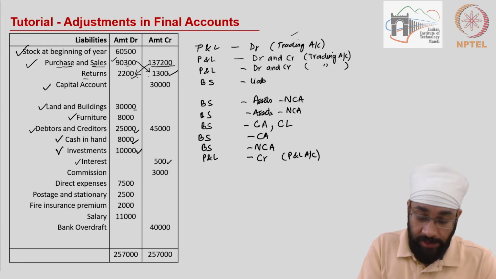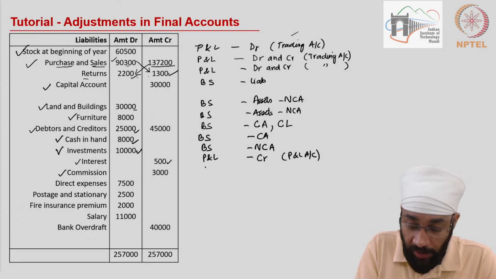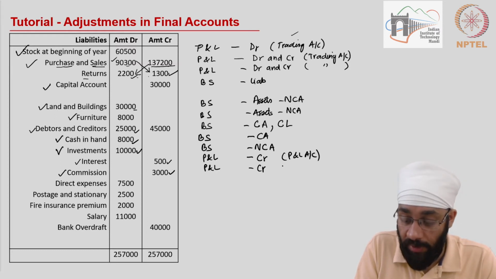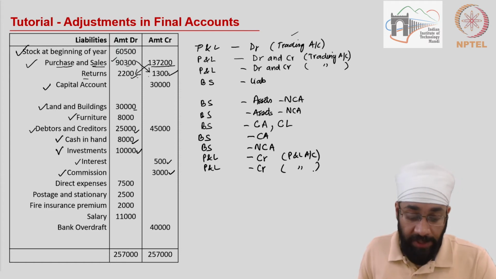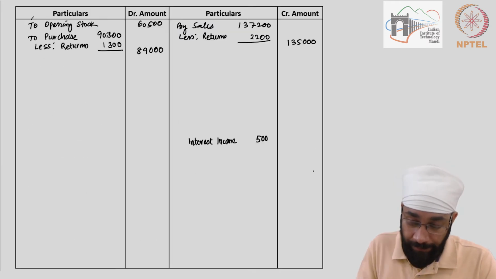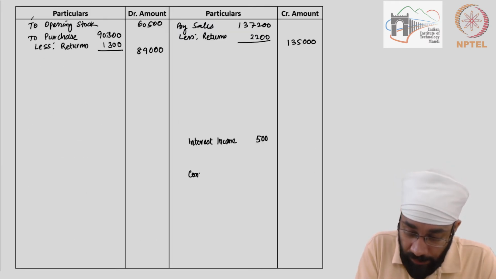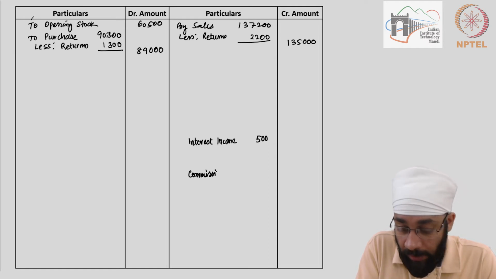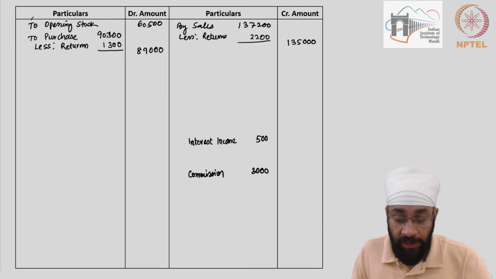Next is commission, 3,000. Again, credit balance. So this is an income on the credit side in the P&L account. Commission income here, 3,000, and I know there is an adjustment which needs to be made.